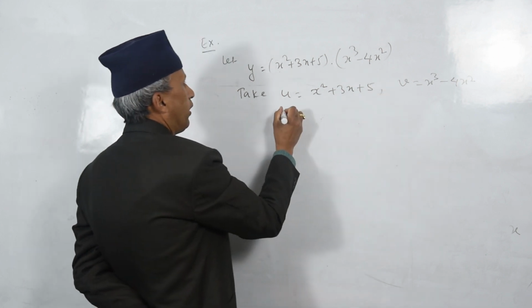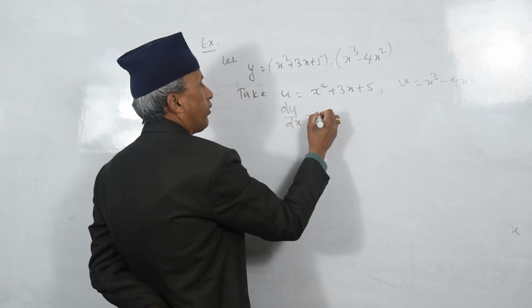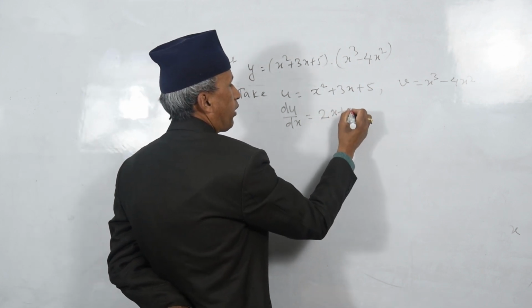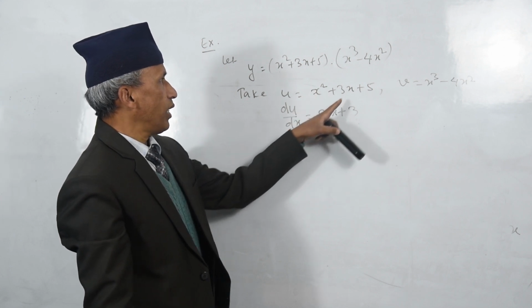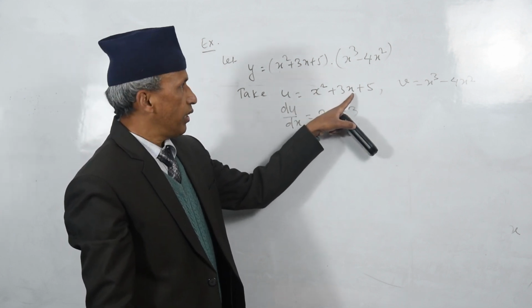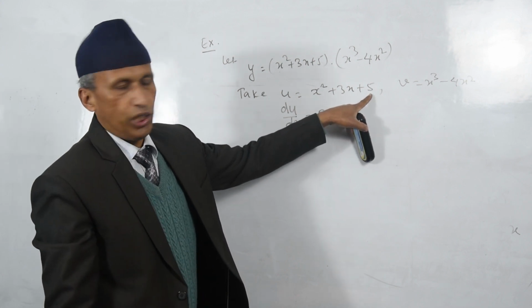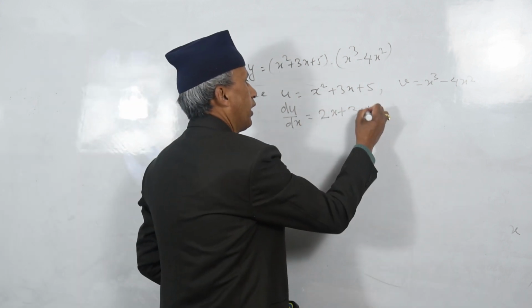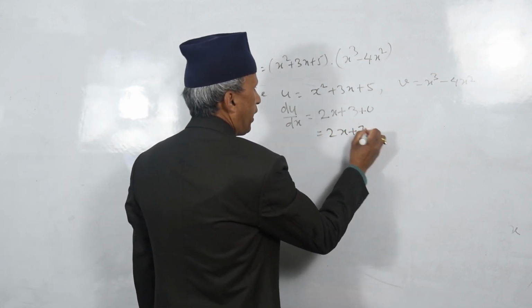Okay, du by dx is equal to 2x plus 3 by power rule. The derivative of x square is 2x, the derivative of x is 1, and 3 is a constant, so its derivative is 0. So du by dx is equal to 2x plus 3.